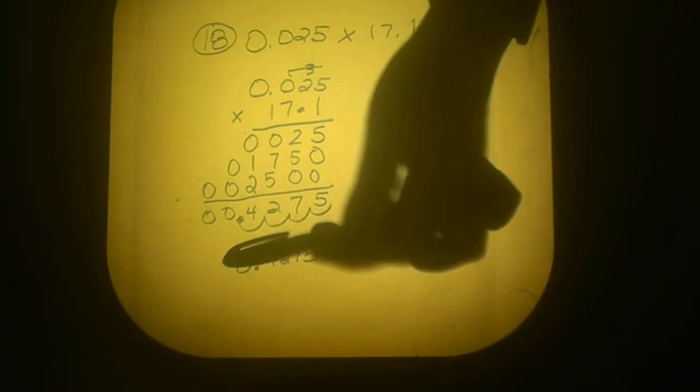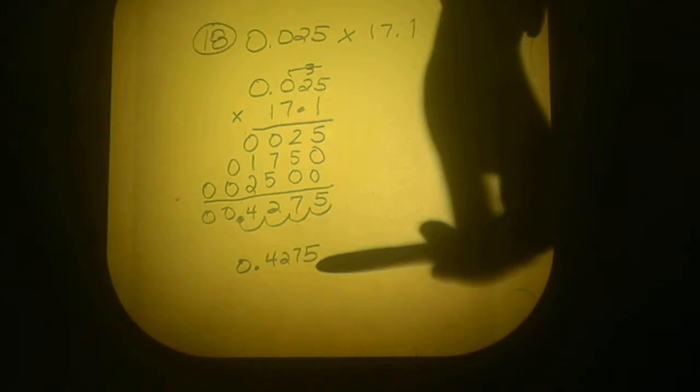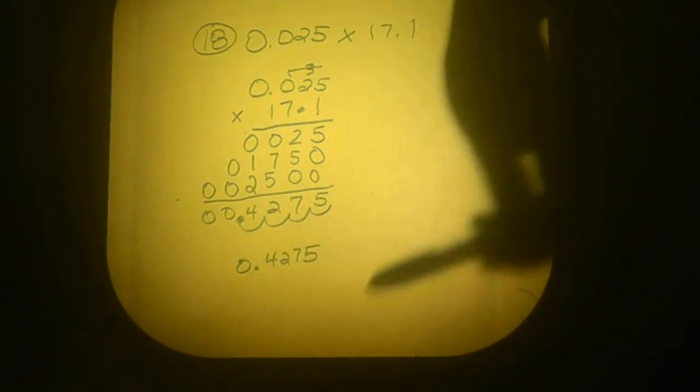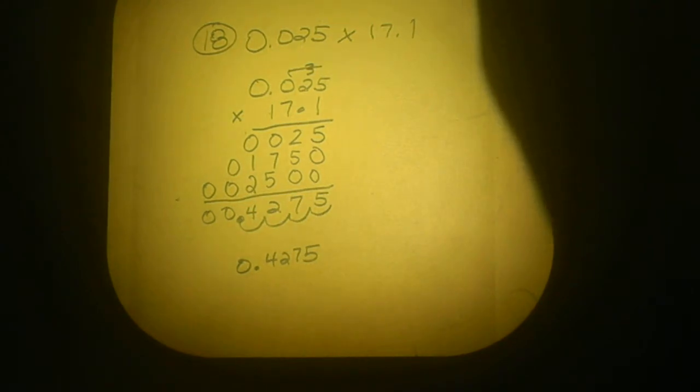0.4275. You don't have to put the extra 0. You can, but it's typically not necessary when you have more than 1 0 here. You can just stick with the 1. So my solution is 0.4275.